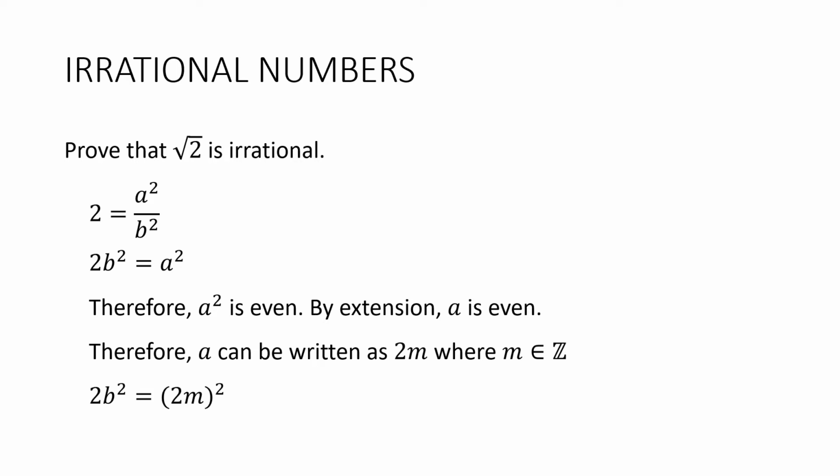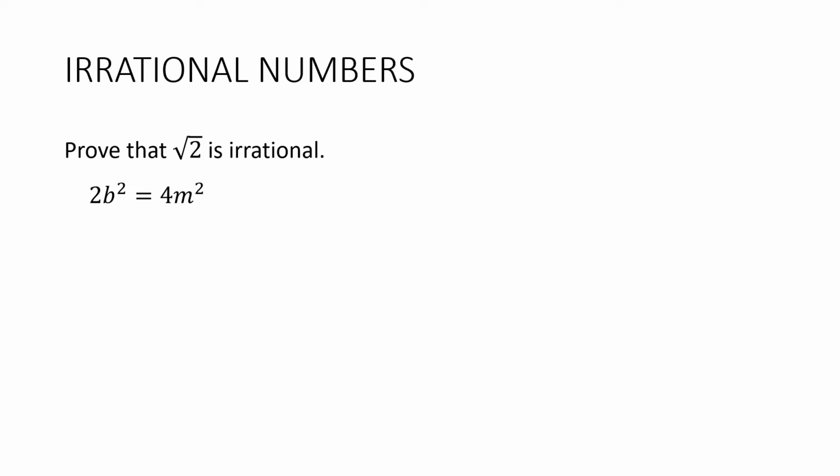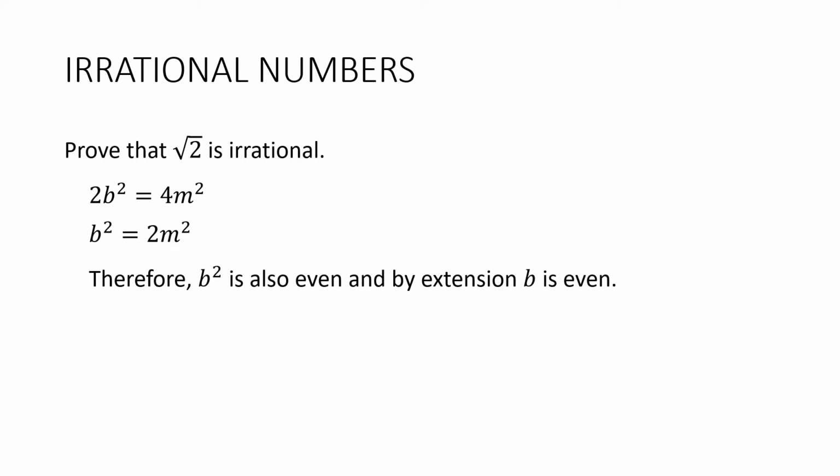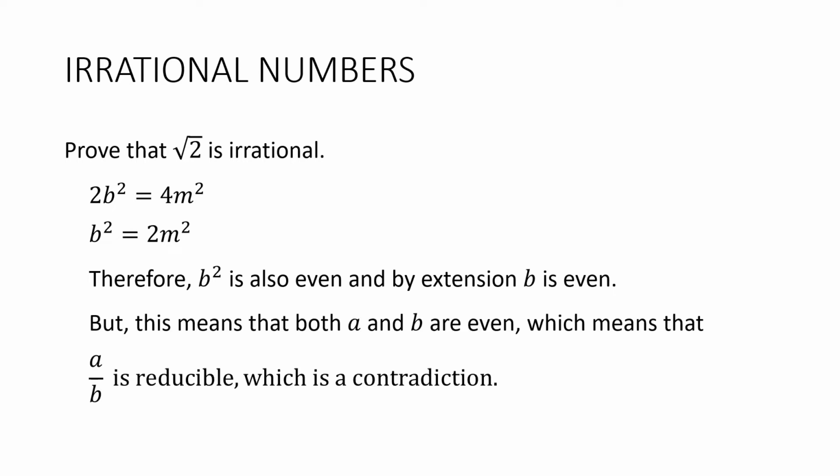And substituting that back in, we get 2b squared is equal to 2m all squared, which is equal to 4m squared. And dividing both sides by 2, we get b squared is equal to 2m squared, which tells us that b squared is also even, and by extension, b is even, which brings us to our contradiction, because both a and b are even, which means that a over b is reducible. A and b have a common factor of 2. Therefore, root 2 is irrational.